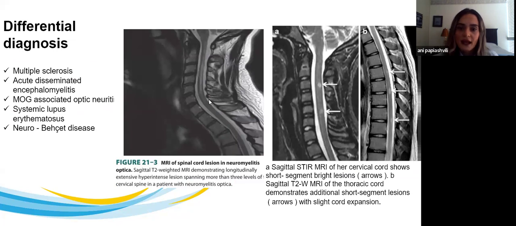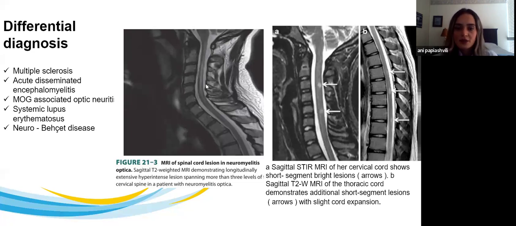About this slide, I would like to tell you mostly about the difference between multiple sclerosis and neuromyelitis optica. One of the very important differences which I would like to mention is oligoclonal bands. We know that in multiple sclerosis, we usually detect oligoclonal bands, but in neuromyelitis optica, they are not specific. So this is another difference between them.